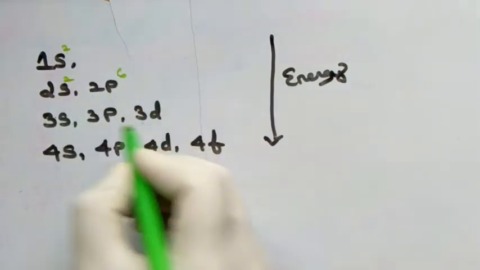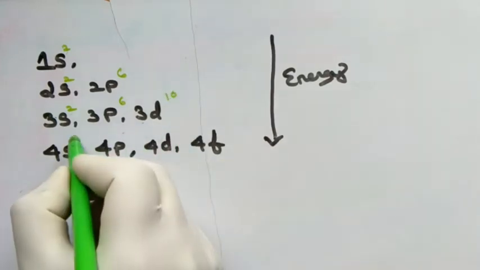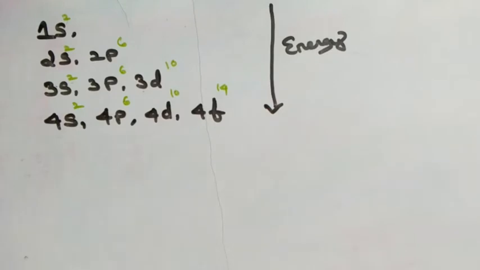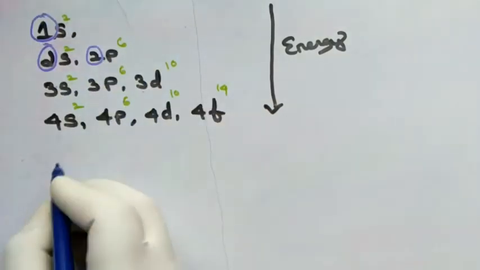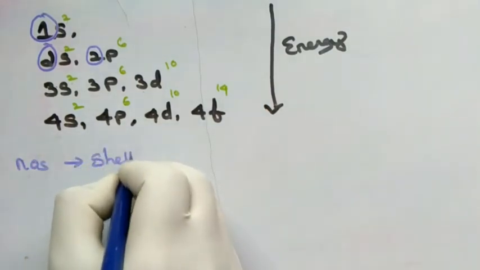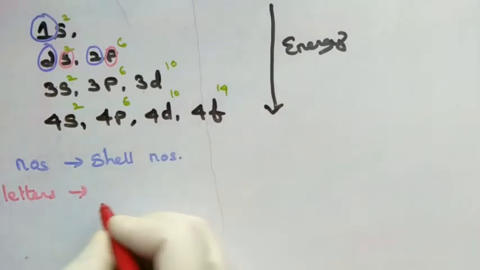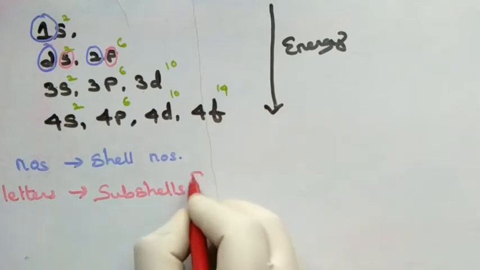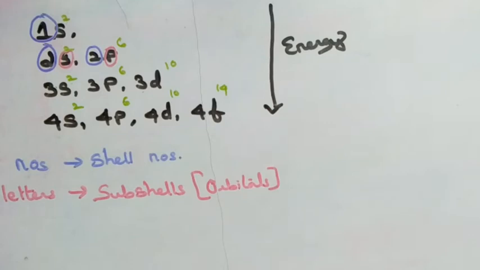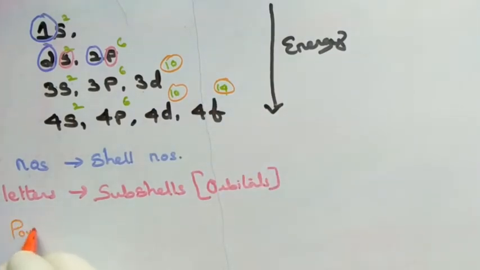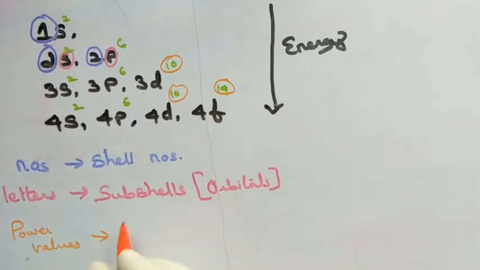While writing the electronic configuration, we write 3 terms altogether. Now I will tell you the meaning of those 3 terms. First we write a number. The numbers denote the shell numbers. And next we write the letters S, P, D, F. These denote the subshells, which means the type of orbitals. And finally we write some numbers in the power of the subshells, and those power values are the maximum number of electrons that can be occupied in those subshells.